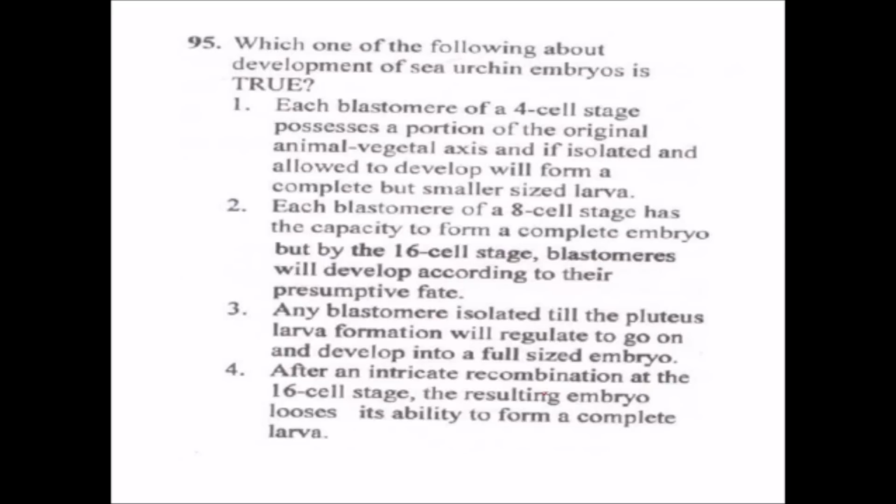Next question is, which one of the following about the development of sea urchin embryos is true? The answer will be number 1, from developmental biology, and here it is that during the development of sea urchin, each blastomere of the 4-cell stage possesses a portion of the original animal-vegetal axis, and if isolated and allowed to develop will form the complete but smaller size larva.